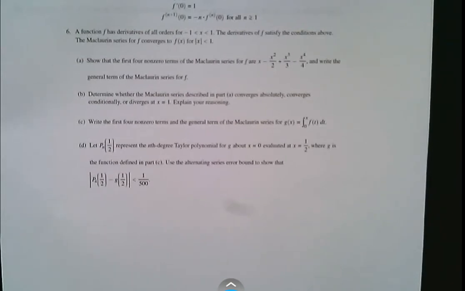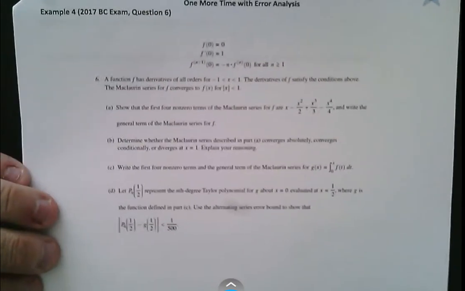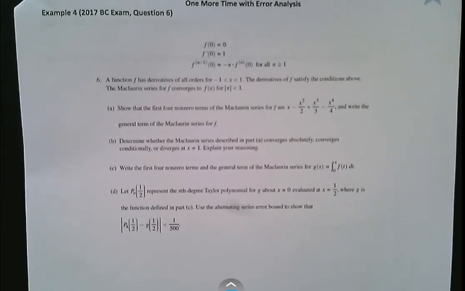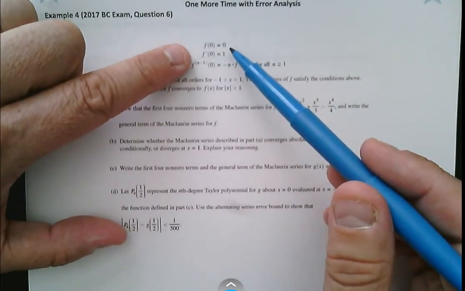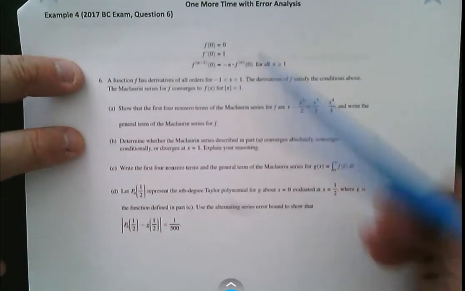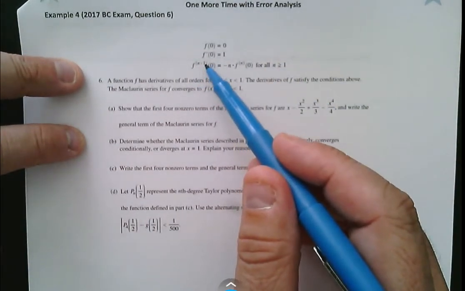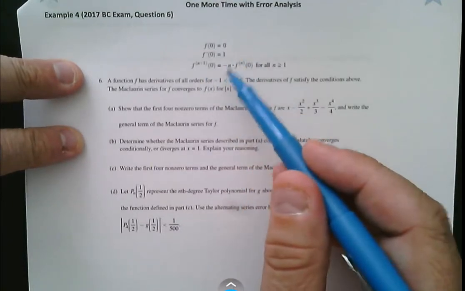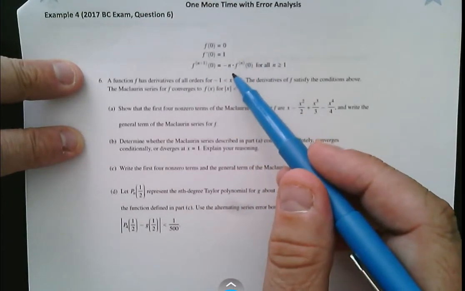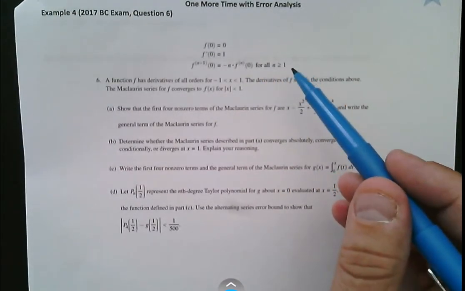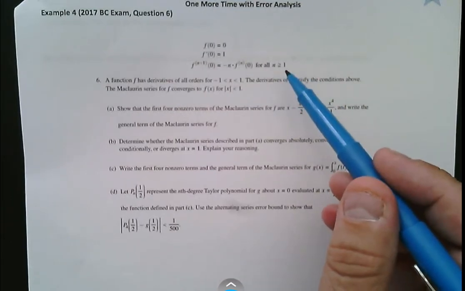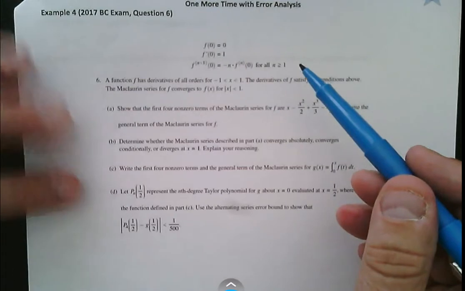All right, friends, this question comes from the 2017 BC exam. It's question number 6. You've got it in your handout, so this is a very recent BC question. We're told in the beginning that f of 0 is equal to 0, f prime of 0 is equal to 1, and f, the n plus 1th derivative evaluated at 0, is equal to negative n times the nth derivative of f evaluated at 0 for all values of n greater than or equal to 1. That may sound like gobbledygook. I know people are making these things up, truly.